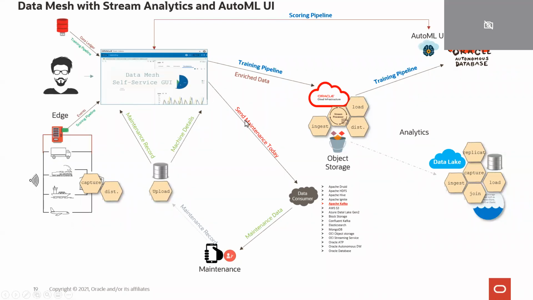Send that data downstream, right? To send that data to a Kafka topic. As you can see, there is a variety of targets that are available here. In this particular case, it would be Apache Kafka. And so we send this data for the machines that require maintenance to the maintenance team.